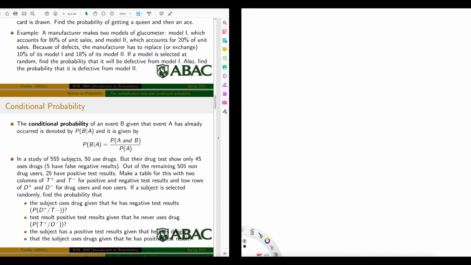In a study of 555 subjects, the total subjects are 555, and 50 used drugs. But their drug tests show only 45 used drugs. And 5 of them are false negative: although they use the drugs, the test shows negative. You see that? The total number of people who use the drugs is 50, but from the test, only 45 show that they use drugs. That means 5 of them, although they use the drug, the test is showing negative. That is called false negative.